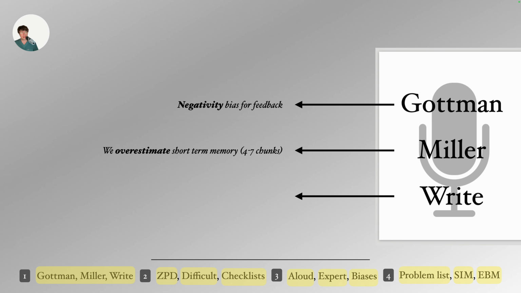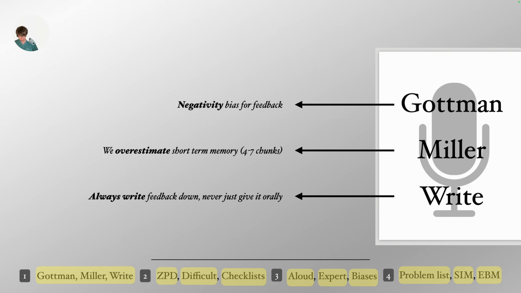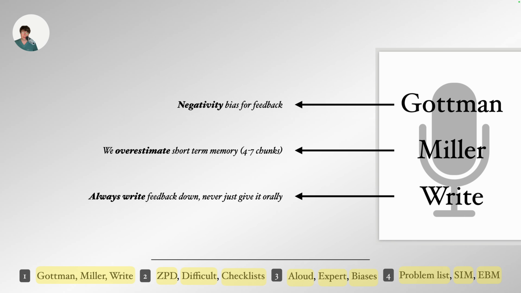We remember the negatives far more than the positives. Miller is that we overestimate short-term memory. There's no more than 4 to 7 chunks. And writing is always write down the feedback. The feedback being written down is so important, okay? Never just give it orally.